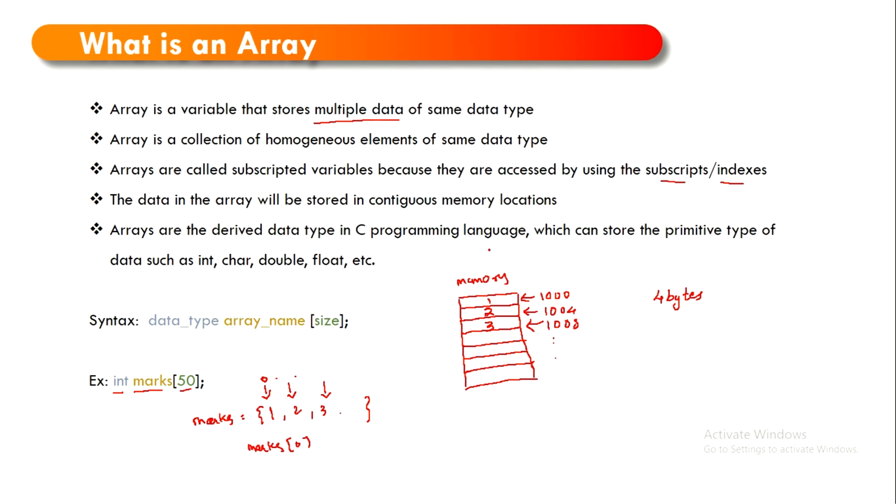Now, we all know what primitive data types and derived data types are. Here you have to note that an array is a derived data type in C programming. This derived data type array can hold data of different primitive types. That means it can have data of type integer or character or double or float or any other primitive data type. So this is all about arrays.